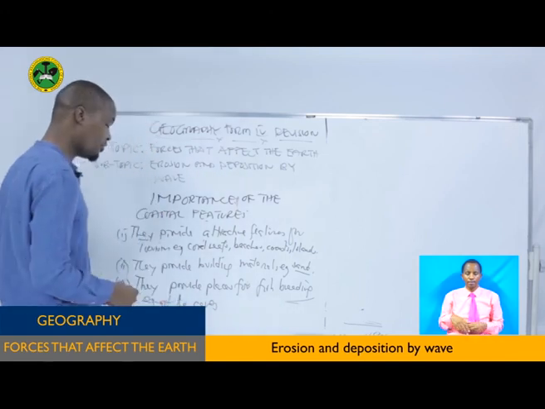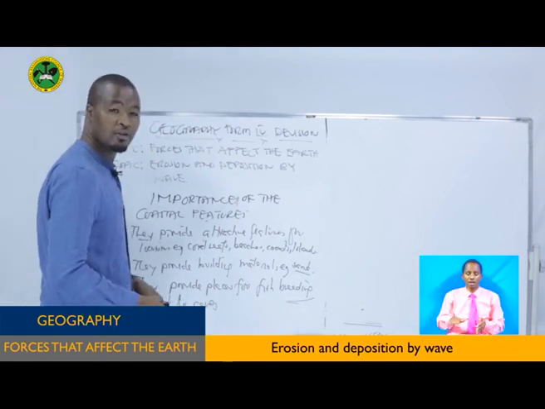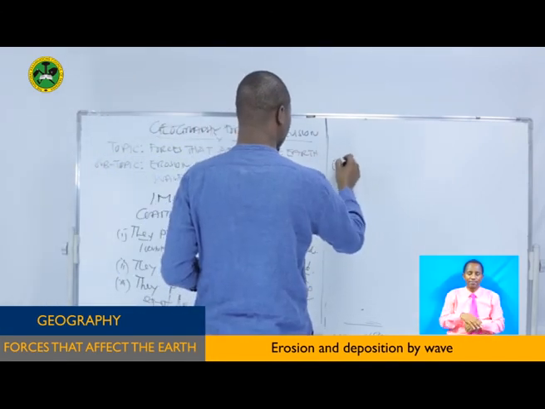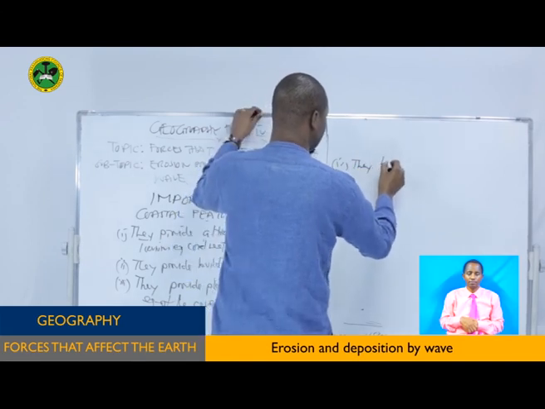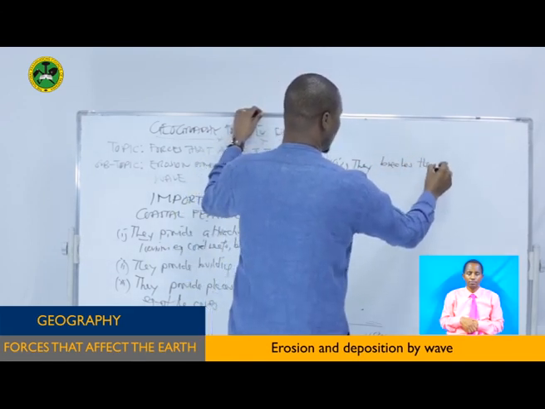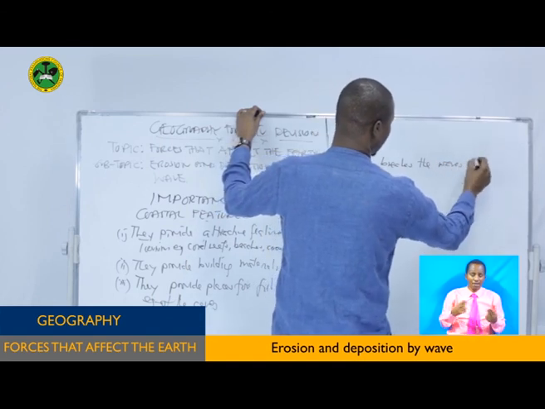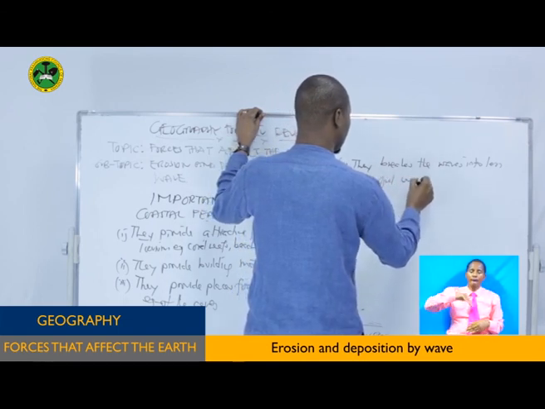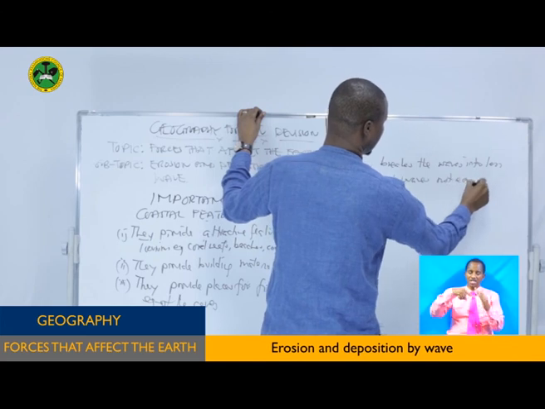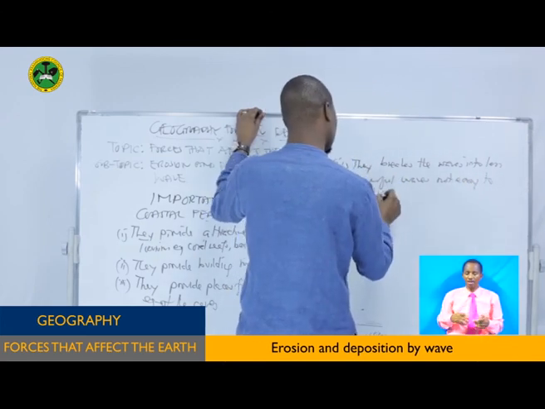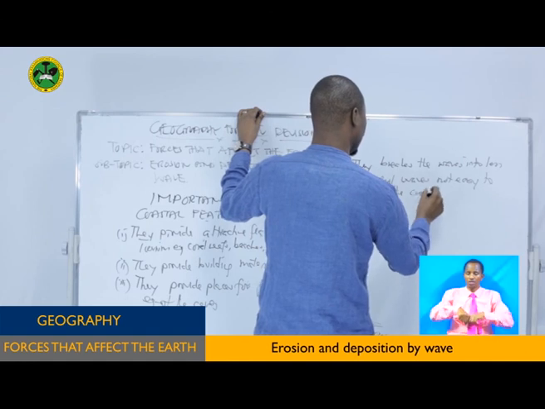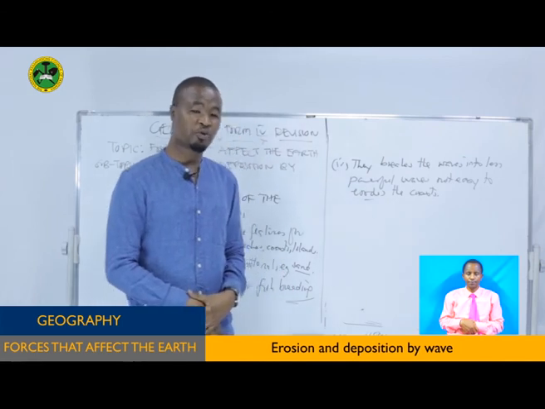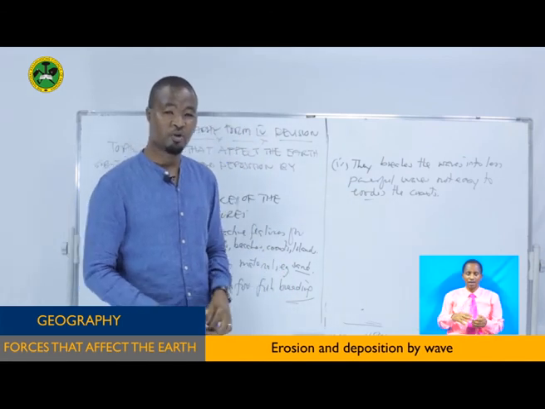They provide places for fish breeding. Example, at the coast or harbor. See? They break the waves into less powerful waves, so it is not easy to erode the coast. So the presence of many sea landforms may break the waves into less powerful waves, so it is not easy to erode the coast. Are you with me?